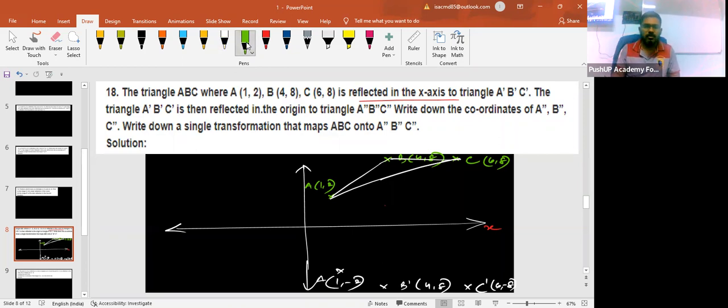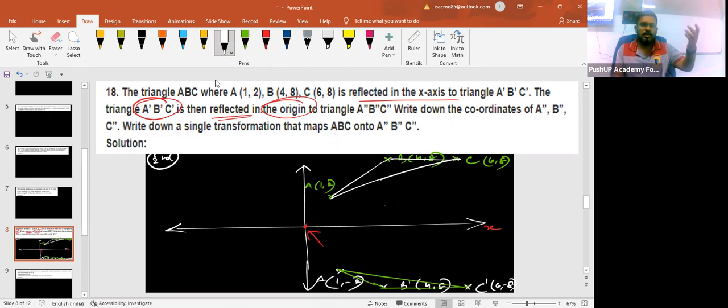Now they are asking you to do what? The triangle A dash B dash C dash. Let me just connect them. I connected all the 3 points A dash B dash C dash and I got the resultant triangle. Now the triangle A dash B dash C dash is getting reflected in the origin. All the 3 coordinates are lying in the fourth quadrant. Through the origin, it will reach the second quadrant, isn't it?